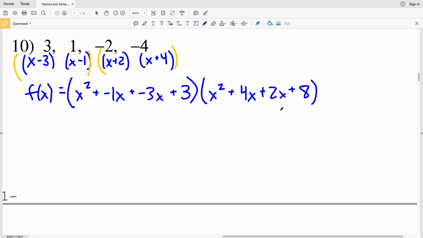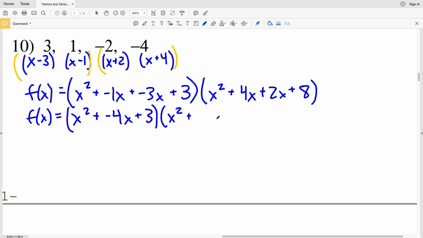Now, before I multiply these together, I'm going to simplify. So I'll have f of x equal to x squared plus negative 1x plus negative 3x is a negative 4x, and then I'll add that to 3, and that will get multiplied to x squared plus 4x plus 2x is 6x plus 8. Now I'm going to multiply each of these terms together.